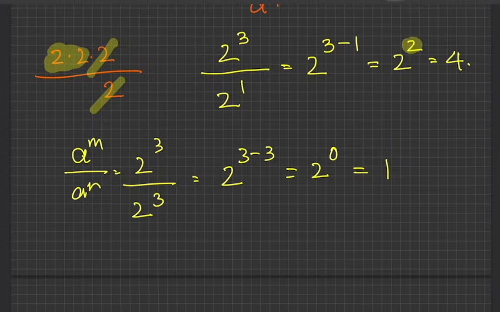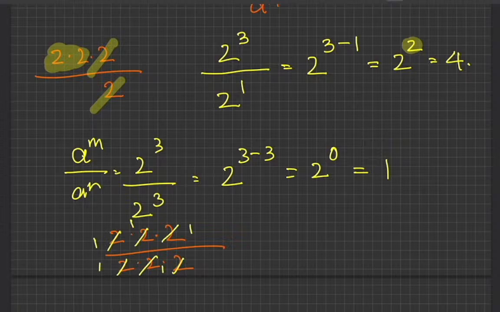And here in this case, 2 to the power 3 is 2 times 2 times 2 by 2 times 2 times 2. So then I cancel out every common factor. So basically I get 1 by 1, which is nothing but 1. So 2 to the power 0, when I do this method, that is why I end up with 1.